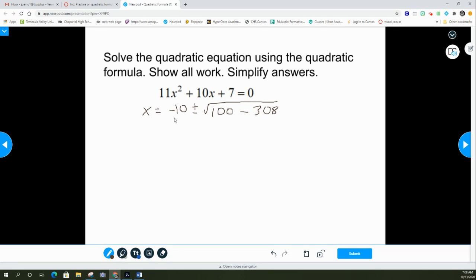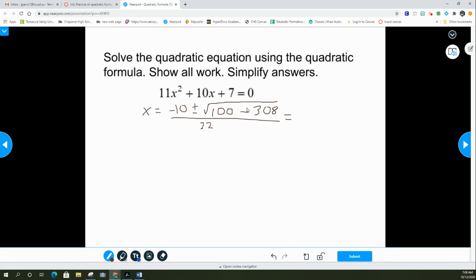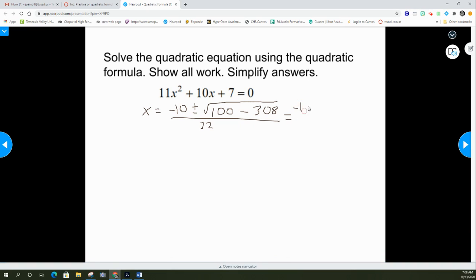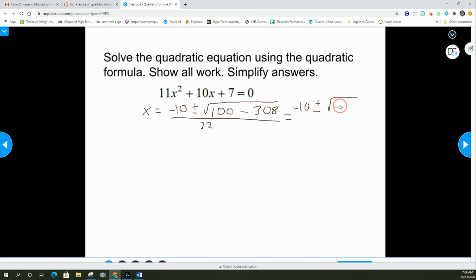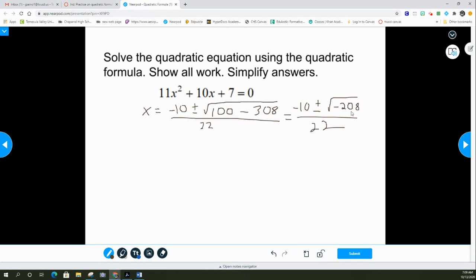So now over 2 times 11, 22. So I'm going to get a negative inside my radical. So I'm going to have two imaginary or two complex solutions here. So negative 10 plus or minus the square root of negative 208 over 22. So now you got to simplify 208.